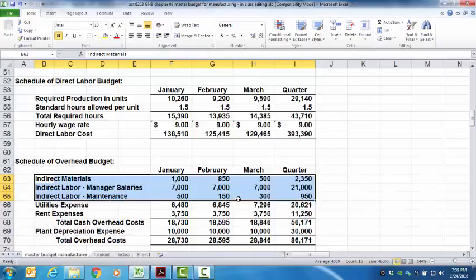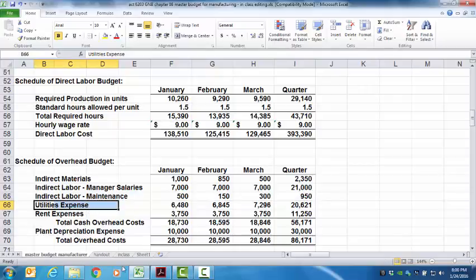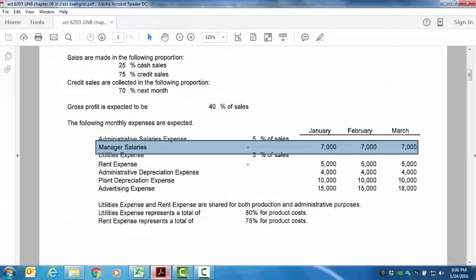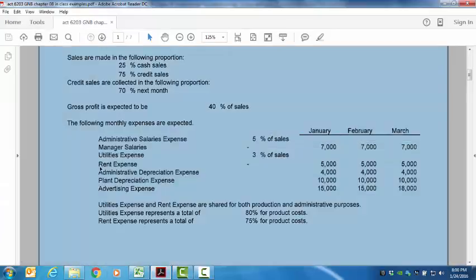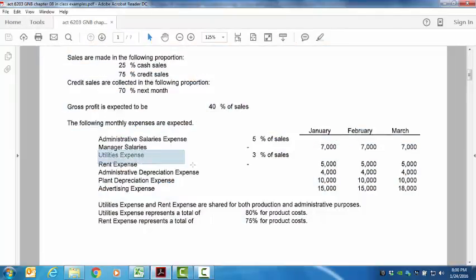So we have the first three indirect items on here. And then we have utilities, rent, and depreciation yet to go. So let's look at utilities and see what it has. Now, I saw utilities over here. It was right beneath the manager salaries. And it says that it is 3% of your sales. So which kind of makes sense. The more you sell, the more electricity you're going to need to produce that product and so on. And so it's estimated at 3% of sales.